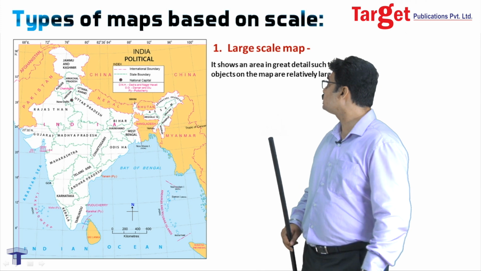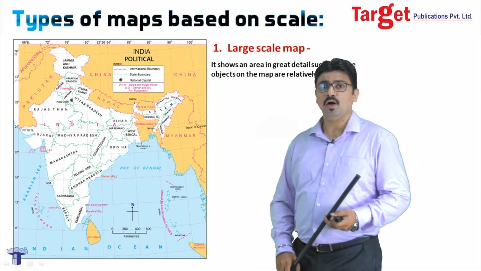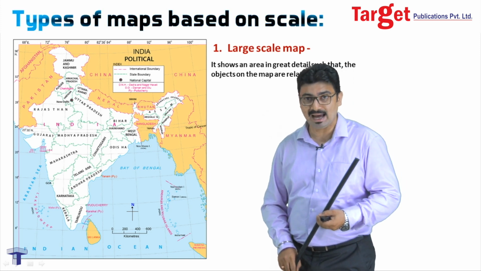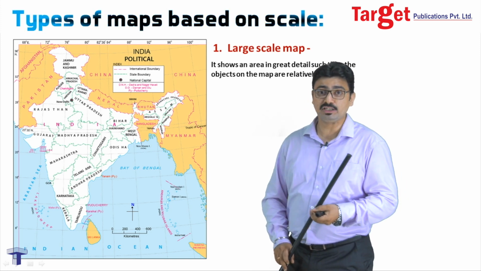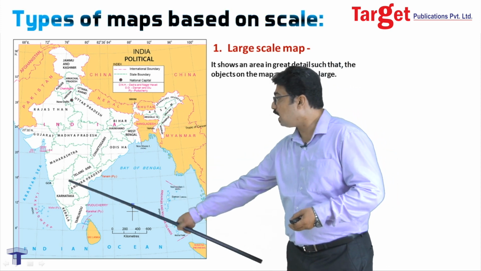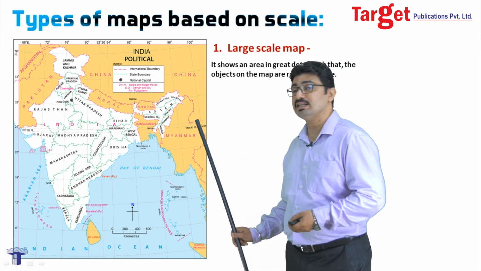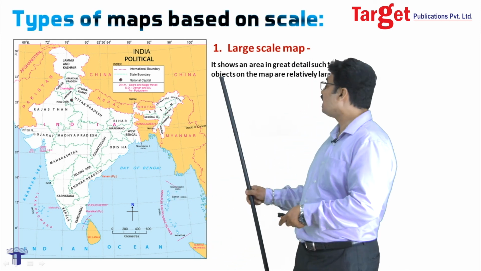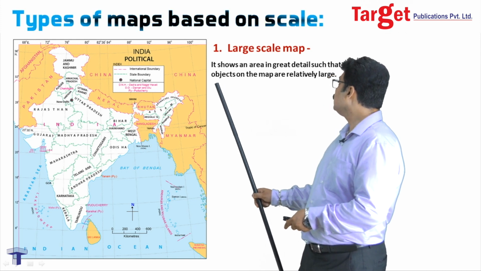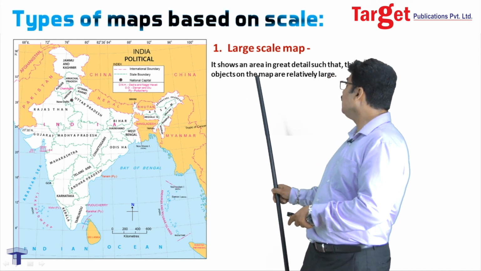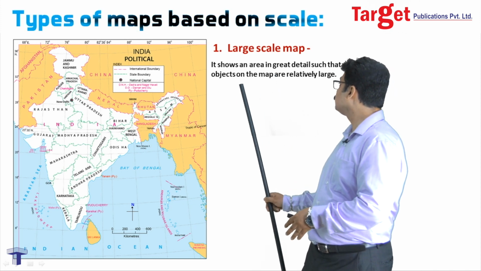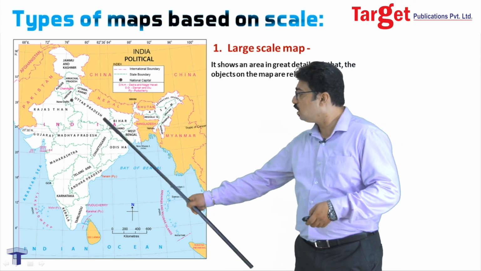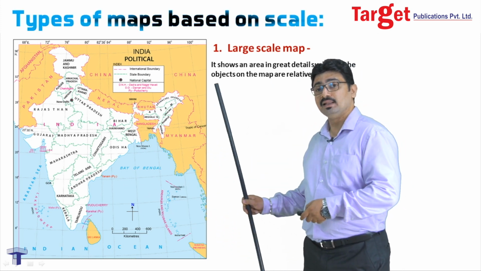The first type that we understand is large scale map. What do you mean by large scale map? Large scale map essentially means that a map where a particular region is shown in a larger size. A particular region is shown in a larger size in a large scale map. As we see, the definition is it shows an area in a greater size where the objects on the map are easily seen, right?